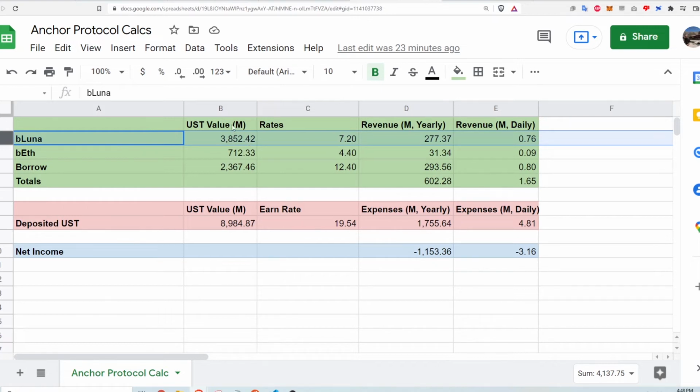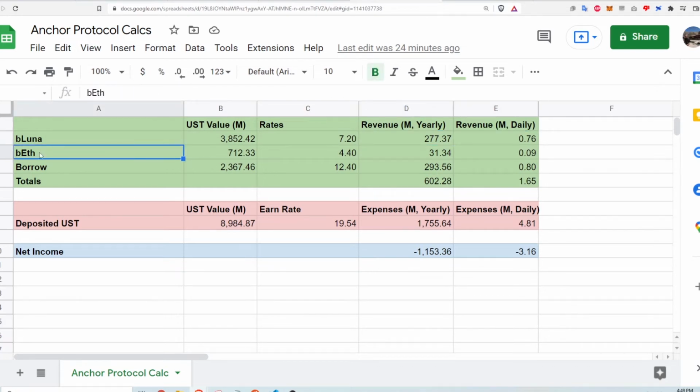I'm just going to note everything here in millions. And then the staking APR on that is 7.2%. So when you multiply these two numbers together, you get the staking revenue for BLuna, which is 277 million UST yearly, estimated, obviously. And that revenue is about 0.76 million per day.